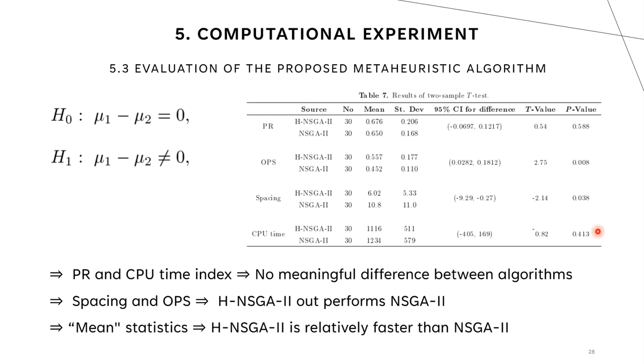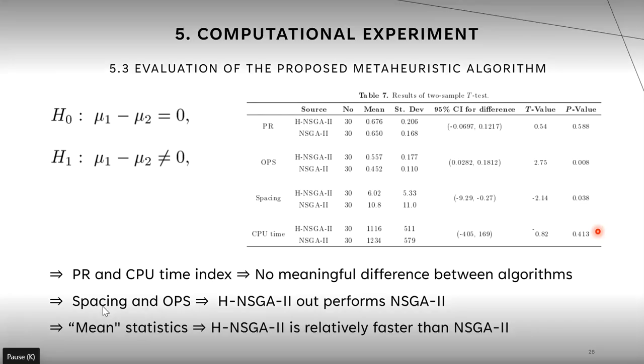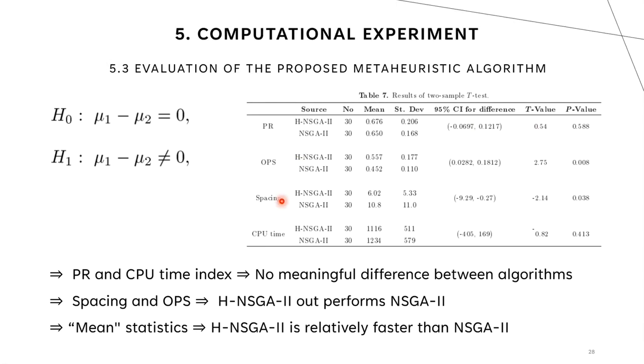As you can see, the hypothesis is that mu1 is the obtained average value by HNSGA2 and mu2 is the obtained value by the NSGA2 algorithm. According to table 7, it can be seen that in terms of PR and CPU time indices, there is no meaningful difference between the algorithms, but HNSGA2 outperforms NSGA2 with respect to spacing and OPS metrics. According to mean statistics, it can be claimed that HNSGA2 is relatively faster than the original NSGA2.